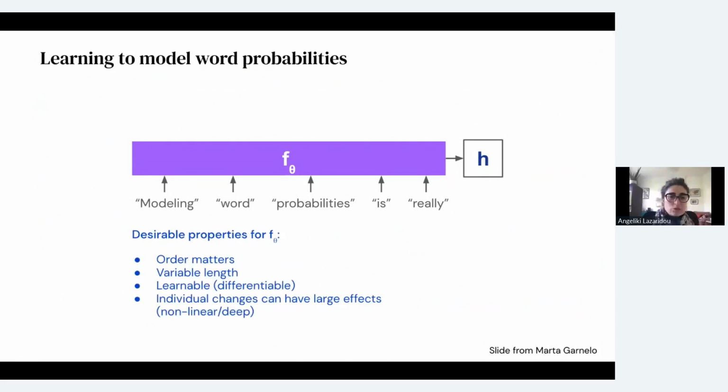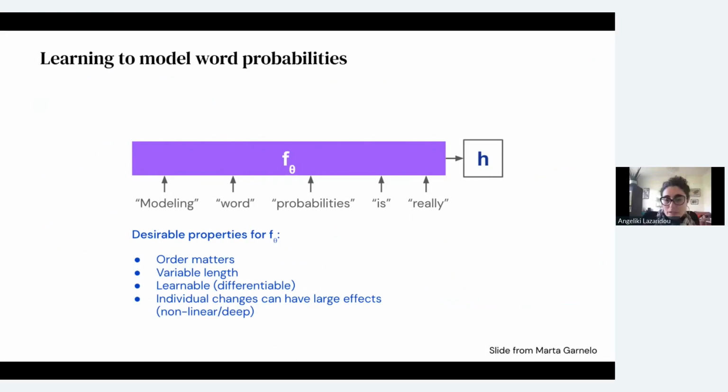A lot of research went into what this mysterious function f is. And when people design these functions, they have in mind some desirable properties. The order should matter, in the same way that order matters in language. I can't just start talking in a bag-of-words way; you wouldn't be able to follow what I'm saying. It needs to have a variable length, because sometimes we have a small context, or a big context. It needs to be learnable, that is, differentiable, so that we can have a loss function and then optimize the weights.